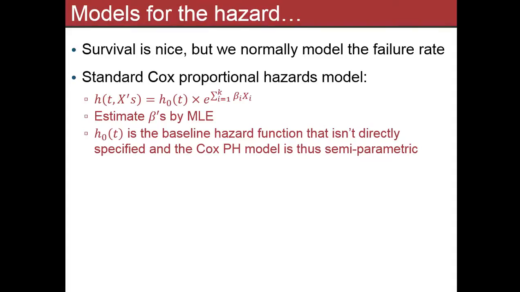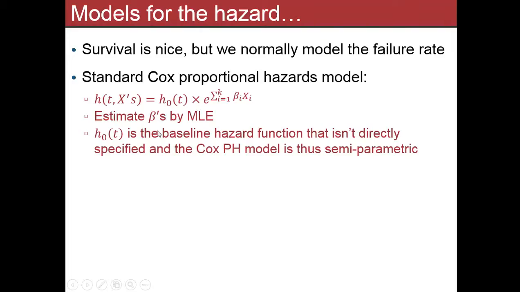So thinking about what we've done so far, when we think about the proportional hazards model, which is over here, it's a model of the hazard function, right? The hazard function at some time given some x's is equal to the baseline hazard at that time times e to the exponent here of our betas times x's. This is our Cox proportional hazards model. This is a model for the failure rate. And we estimate our betas by maximum likelihood regression.